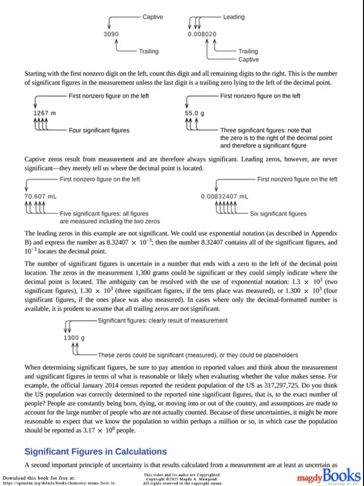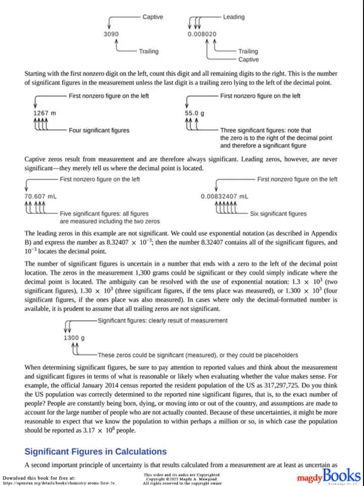For example, the official January 2014 census reported the resident population of the U.S. as 317,297,725. Do you think the U.S. population was correctly determined to the reported 9 significant figures, that is, to the exact number of people?